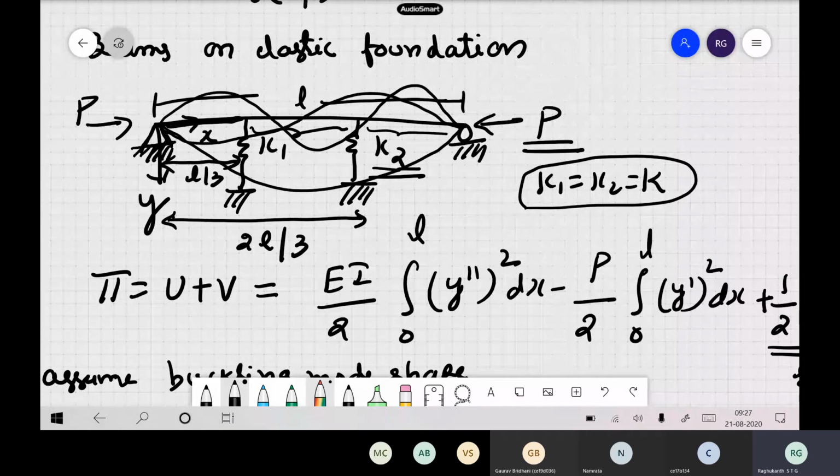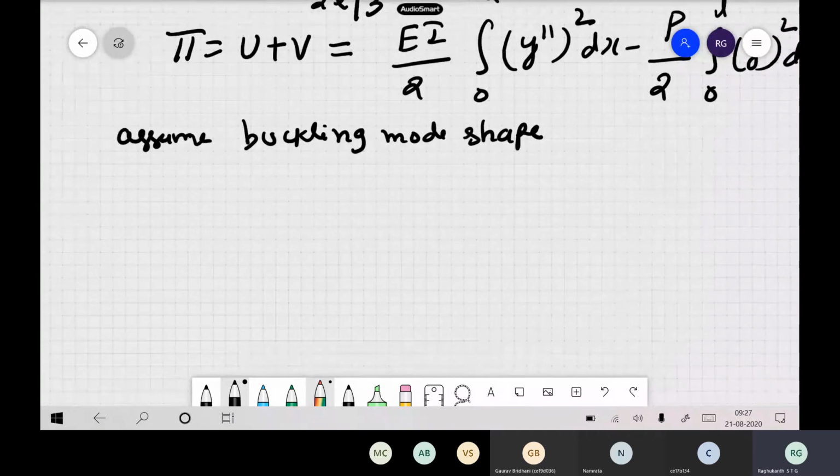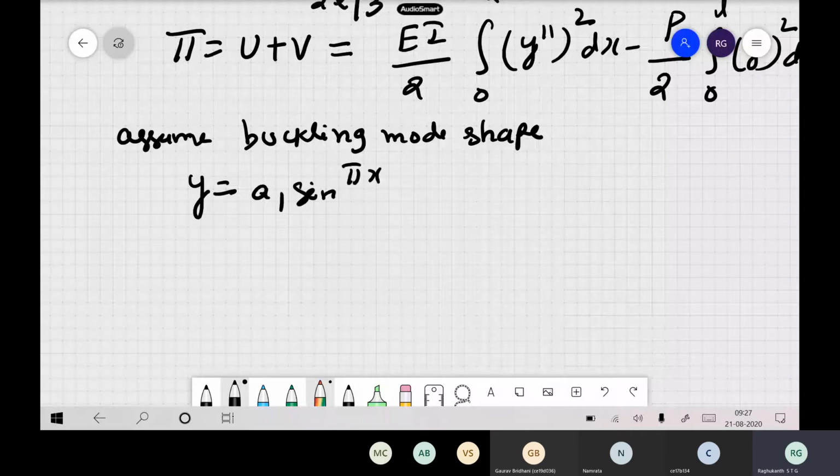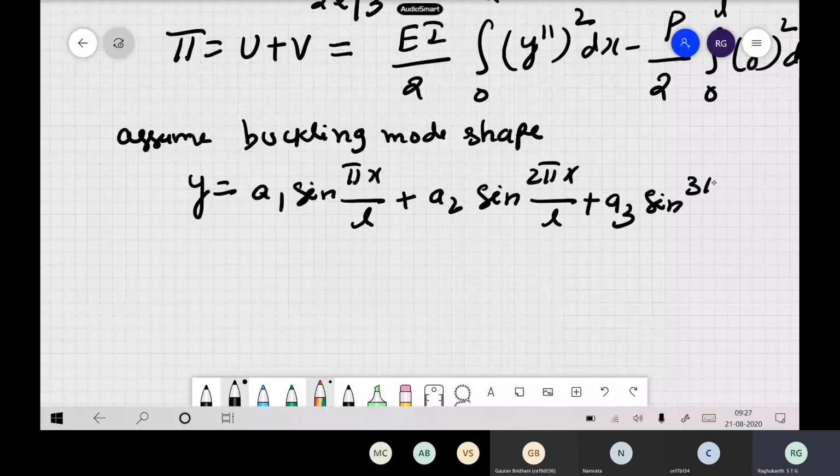So this was the most important thing which you assumed. Now in this problem, it can buckle in first mode, second mode, or third mode, because your k1, k2 are the ones which control your mode shape. So an intelligent guess here will be to take a combination of all the mode shapes. We write a sine pi x by l, the first mode; then the second mode shape, a sine 2 pi x by l; and of course the third mode shape, a sine 3 pi x by l.